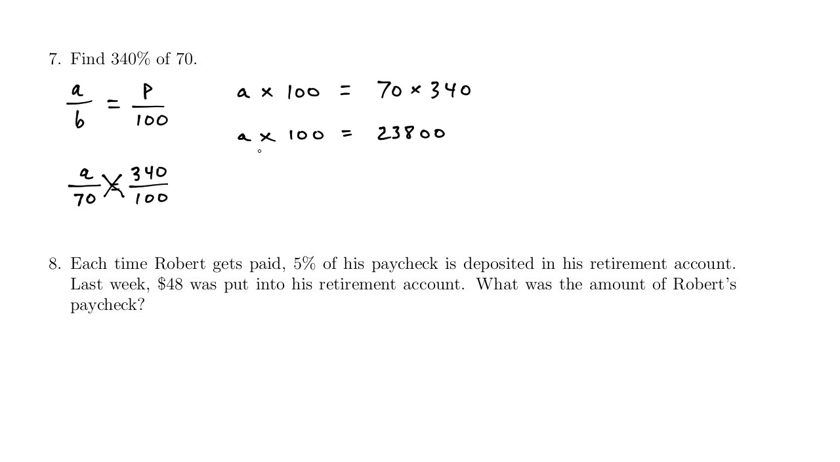Now we want to figure out what A is, so we're going to divide both sides by 100. On the left side, the hundreds cancel out, so we get A. And then on the right side, 23,800 divided by 100 is 238. So that's our amount. The amount is 238, and that's our answer.